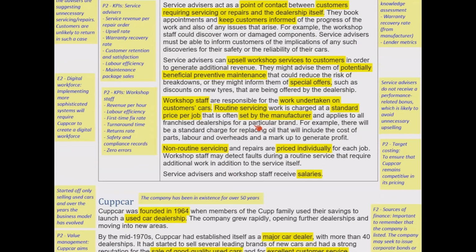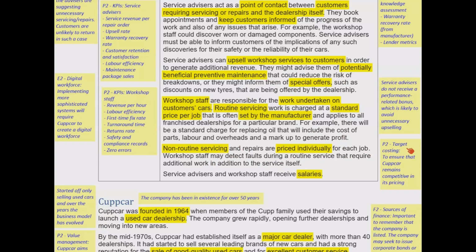Now, if there is work done by the workshop that is not routine, this can be priced up individually by the workshop. So if there is something not covered by a manufacturer's warranty or not covered by the servicing agreement, the dealership is free to negotiate a price with the customer. And for that, we would be back to the dealership having some control. Important for you to understand, again, what control Cuppcar actually has.